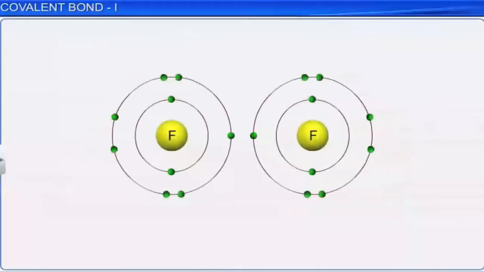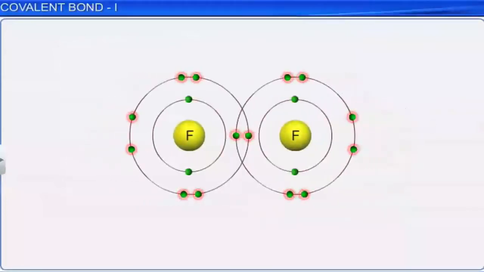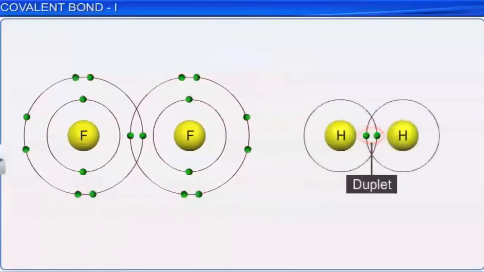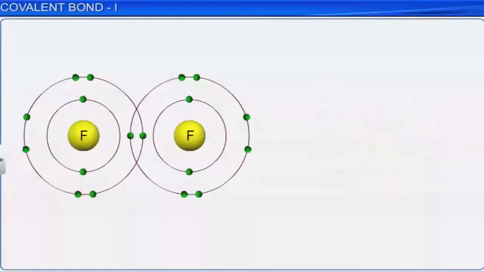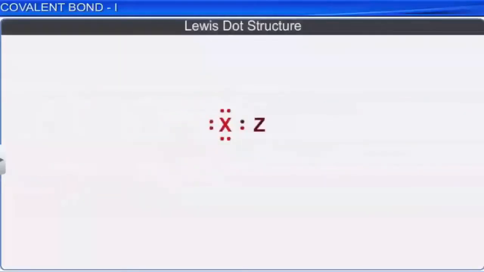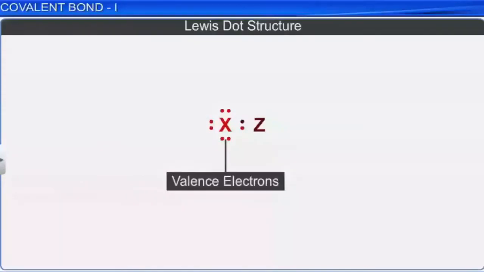During covalent bond formation, each atom tries to attain an octet, that is, 8 electrons in its valence shell, or a duplet, 2 electrons in the first shell. The formation of covalent molecules can be understood from the Lewis dot structures. In the Lewis dot structures, the valence electrons of all the bonded atoms of a molecule are represented by dots.